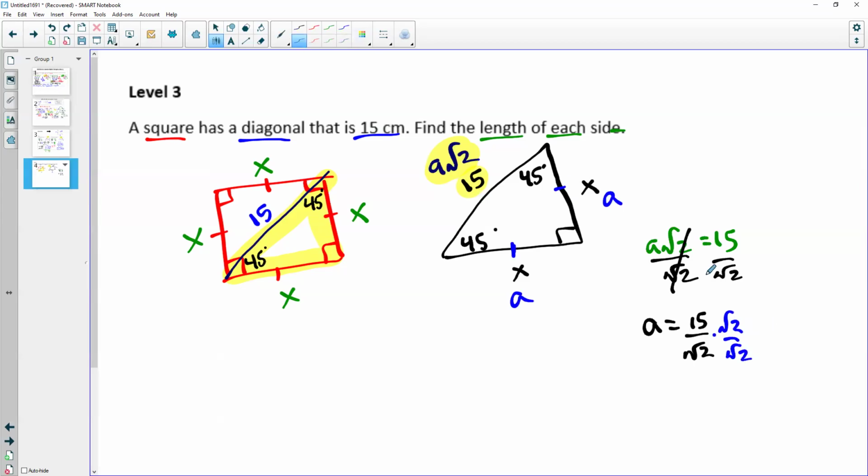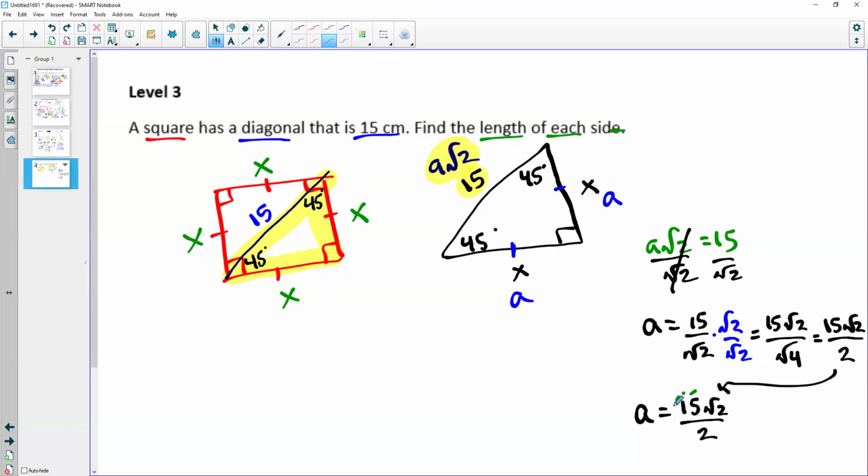So we're going to multiply top and bottom by square root of 2 over square root of 2. We multiply straight across the top and get 15 square root of 2 on the top. On the bottom, square root of 2 times the square root of 2 is the square root of 4. Continuing with this, 15 root 2 on the top stays the same, but on the bottom, the square root of 4 is 2. So a is equal to 15 square root of 2 over 2. Normally we would try to divide this, but 15 divided by 2 does not give me an even number, so we're just going to leave it as 15 square root of 2 over 2.